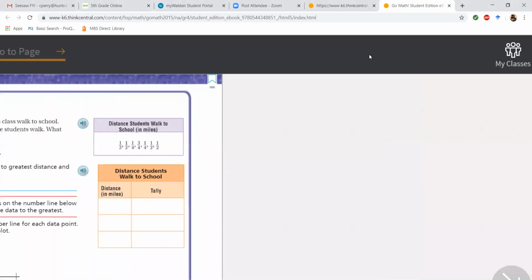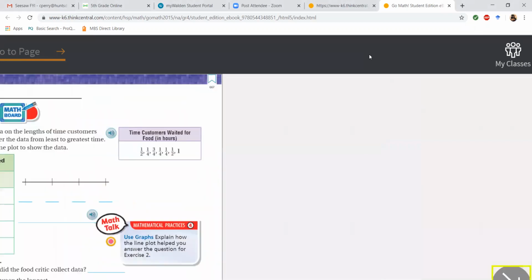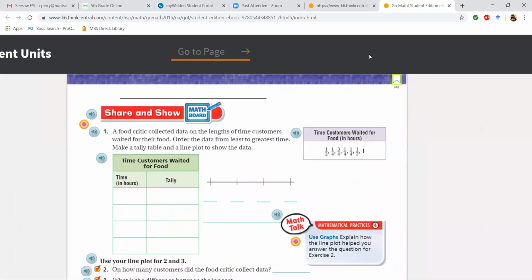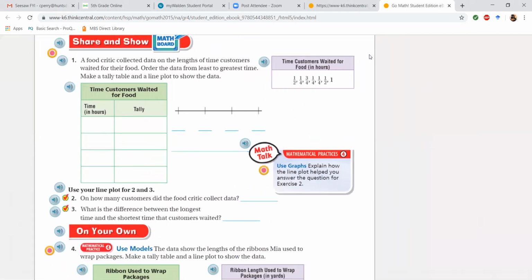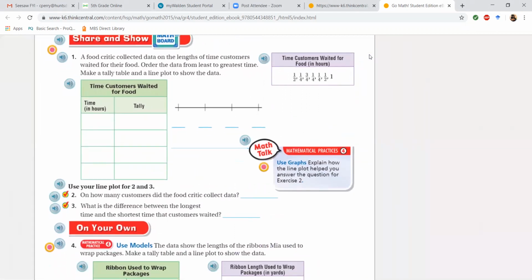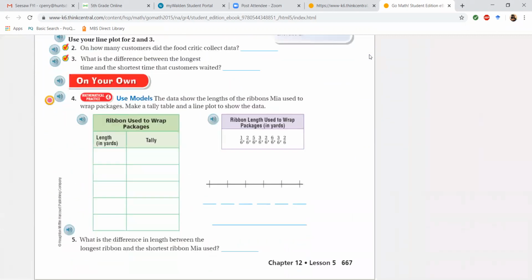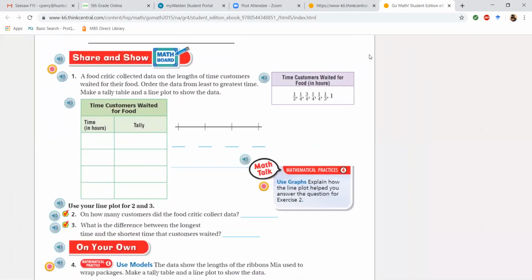Okay, turn the page to 667. The Sharon Show. Okay, so this question we're going to do together. Okay, 1, 2, and 3 we're going to do together. And then you guys are going to do 4 on your own. And then we'll go over 4.